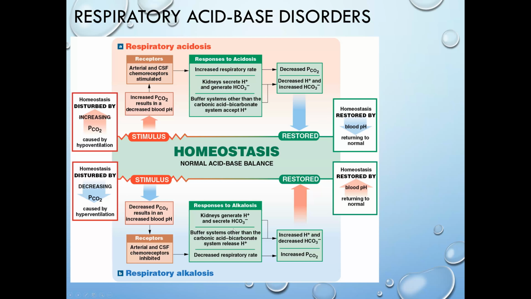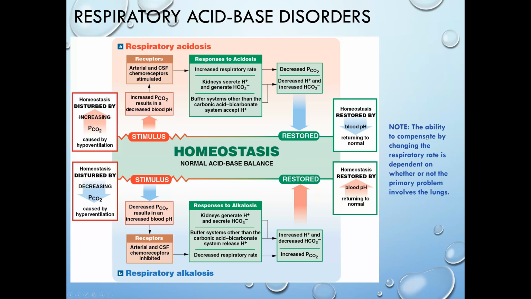And then we can also have the kidneys kick in, and the kidneys will hold on to hydrogen ions and secrete bicarbonate ions, which is why you can see a lower bicarbonate ion level with compensation. And again, the goal of all of this is to increase pH back up to normal.